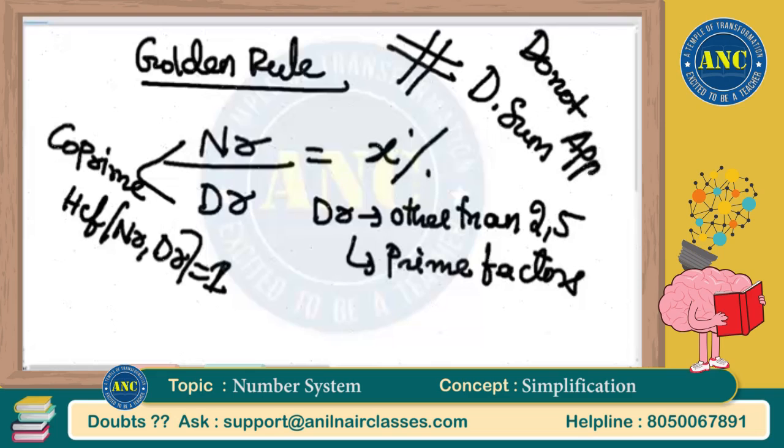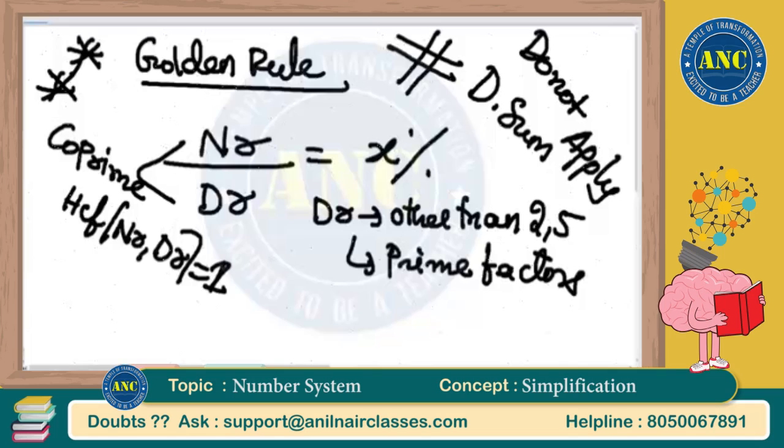Please put a star mark, sir. Do not apply digital sum. If a fraction is of the form numerator by denominator, co-prime, HCF of numerator and denominator is 1, and it is a percentage, do not apply digital sum if the denominator is other than 2 and 5.